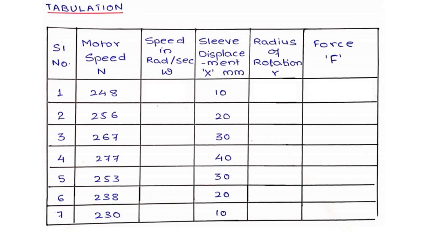So now I'll be calculating only for this 248 RPM. That is, I'll be calculating the speed in radians per second, or the angular velocity of the motor. Then I'll be calculating the radius of rotation for the first sleeve displacement of 10 mm, and the centrifugal force in kg will be calculated. On similar lines, you need to calculate for the other sets of RPM and displacements. So let us now see the calculation part of the experiment.